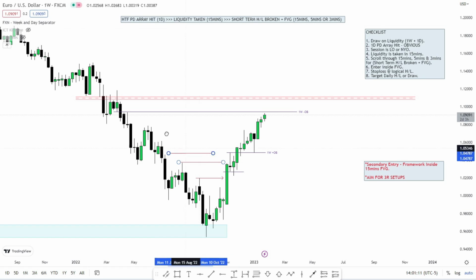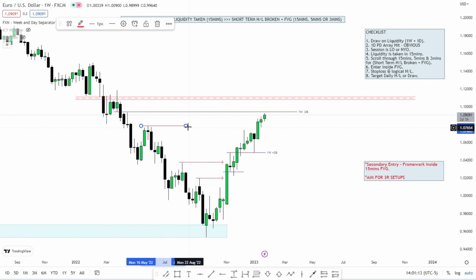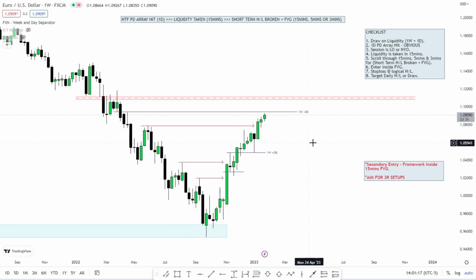Imagine it's as simple as that. So you are just looking for this week to take out this liquidity. That was all. And then once it took out the other week, we just wanted to retest that high. Look at that. And that was it. Imagine that it's as simple as that.